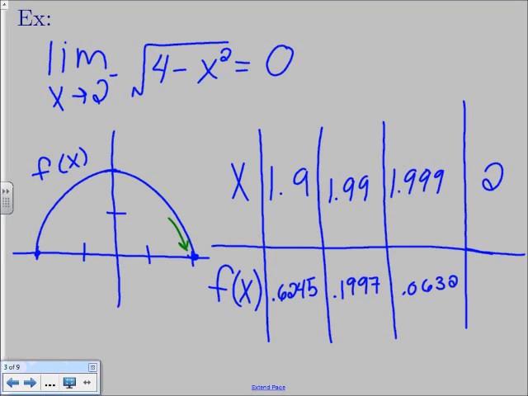And 2 is actually defined for this function, and when we plug 2 into it, we get the square root of 0, or 0. So those are 2 different ways that you could do a one-sided limit. You could look at the picture, or you could do a chart, either way.